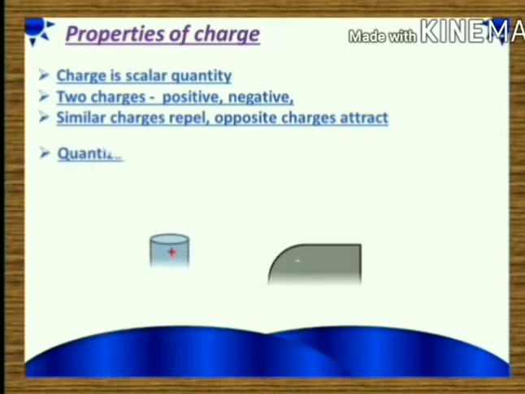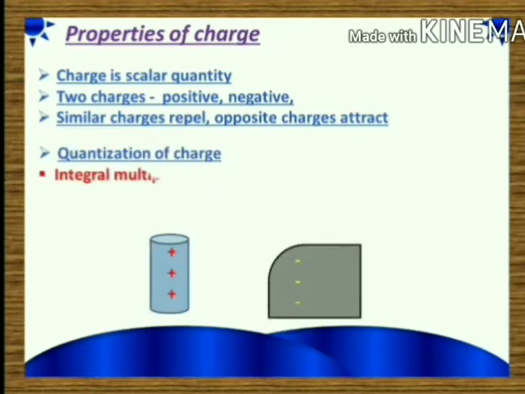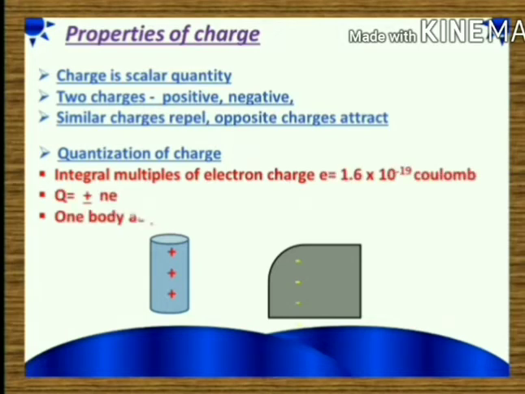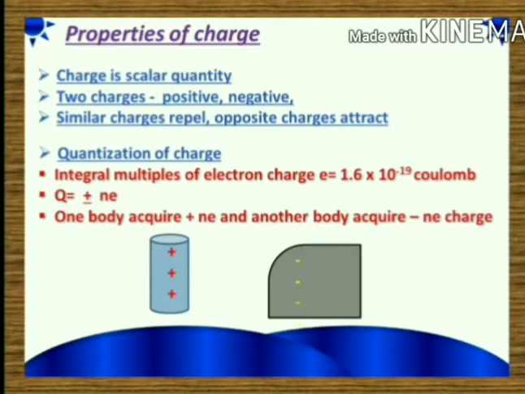Next one is charge is always quantized. That means the charge produced on the surfaces of materials is always integral multiples of the charge of an electron. Electron charge is 1.6 times 10 to the power of minus 19 coulombs. Now see here, glass rod and silk cloth, when they are rubbed against each other, the glass rod acquires positive charge, and the silk cloth acquires negative charge. How much charge accumulated on the glass rod is equal to plus Ne.